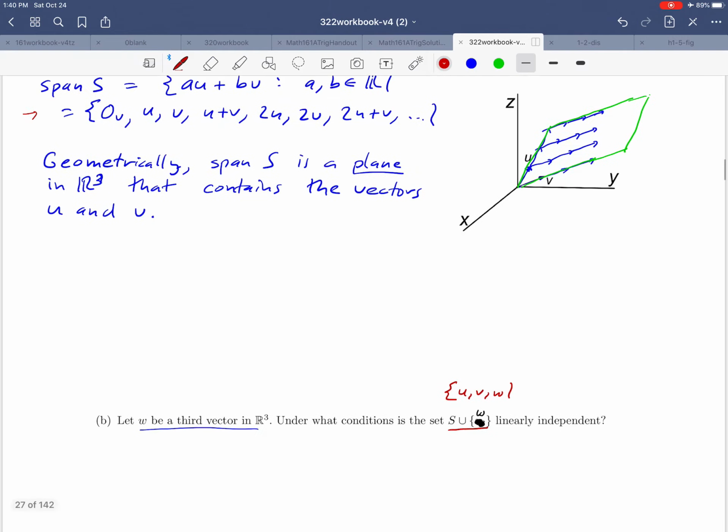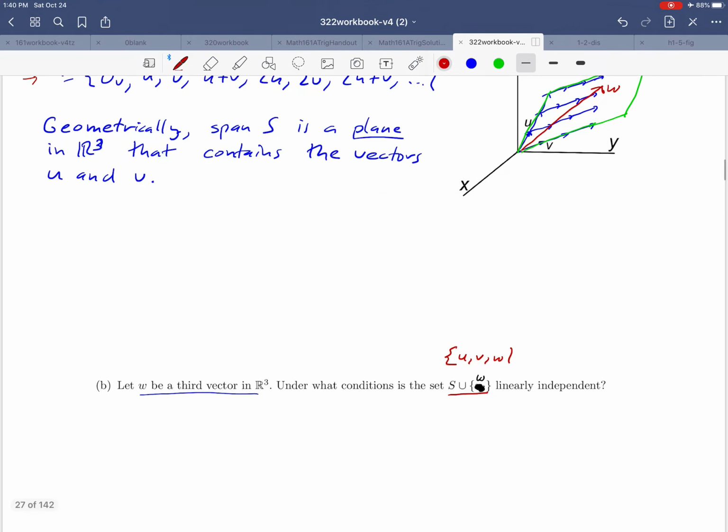Well, notice that if W were a vector that lies somewhere in this plane that we had, maybe it's there, then it must be possible to write W as a linear combination of u and v. That would suggest that if the W we take is in the span of u and v, then we're going to get a linearly dependent set here. Let's see if we can confirm that algebraically.